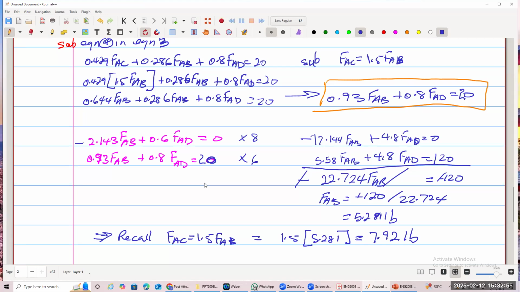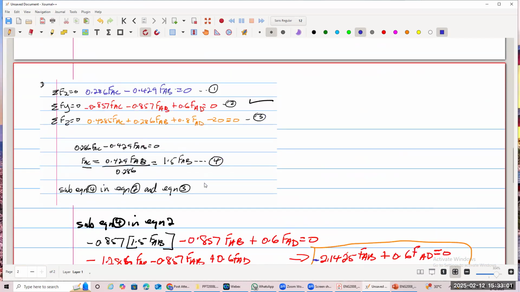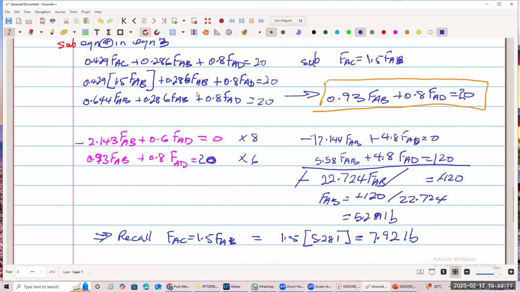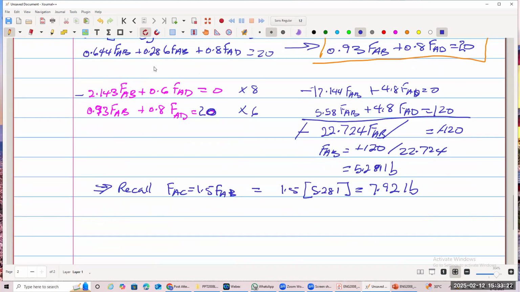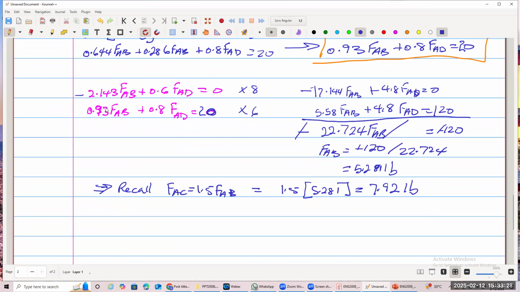And the last one, how do you get the last value? Which other one do we need to find? We have AC, we have AB, but we don't have AD. Which one of them has AD? You can choose any one of the expressions, the easiest one for you. Anyone between equation 2 or equation 3 will give you that value. So it's your choice. I'm just going to use one of the simplified versions and we'll pick up the answer.